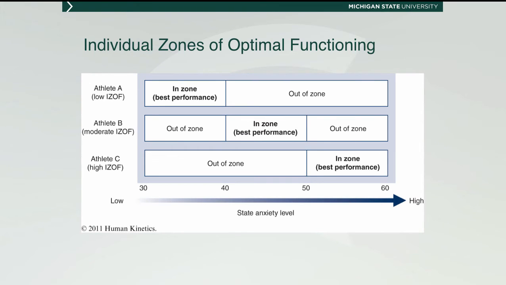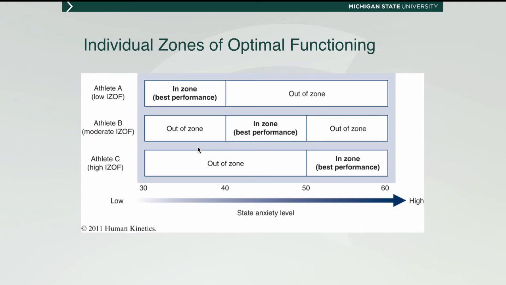Now the next one kind of gets at that. So how do we tailor this for each individual? And that's when we start talking about the IZOF, or individual zones of optimal functioning. Okay, so what this states is basically for different athletes, so we have athlete A, B, and C. Someone with a low IZOF is going to be in the zone, if you will, so their best performance is at kind of a low state anxiety. Okay, but if they get too amped up, they're out of the zone. Their performance is not going to be optimal or high.